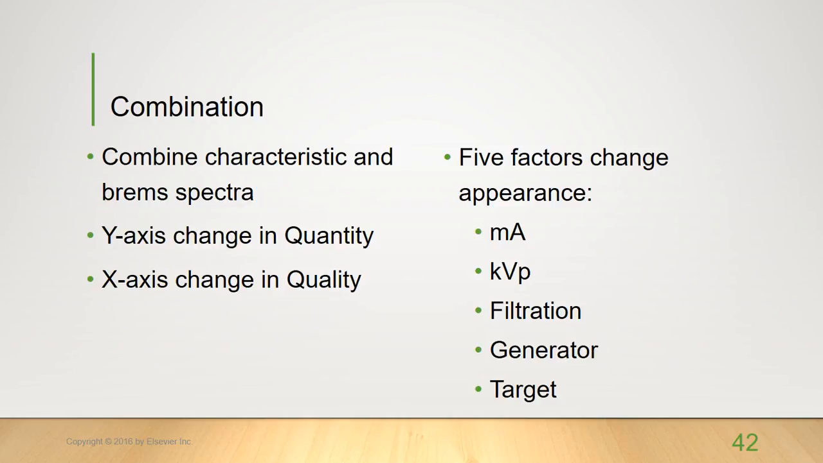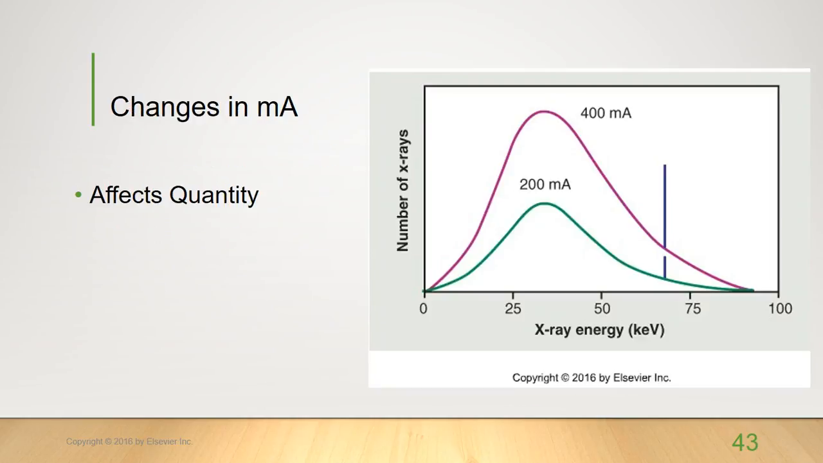And there are 5 factors that change the appearance of this graph and the appearance of how they would be spread out over there. The X-ray emission spectrum is used to graphically represent the energies of the X-ray beam. It can also be used to reflect the effects of different factors on the beam. Changes in the spectrum with respect to the X is quality, changes on the Y are quantity. So let's go and look at all of these.